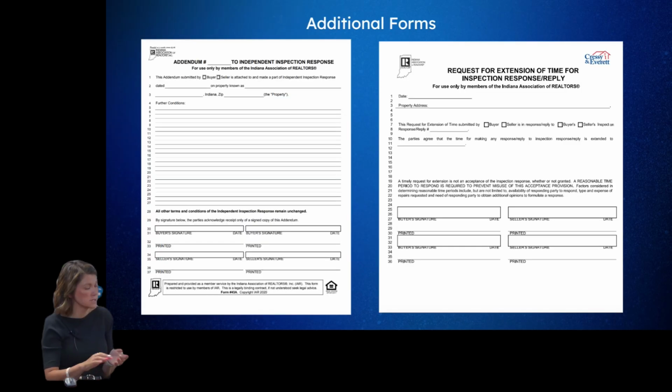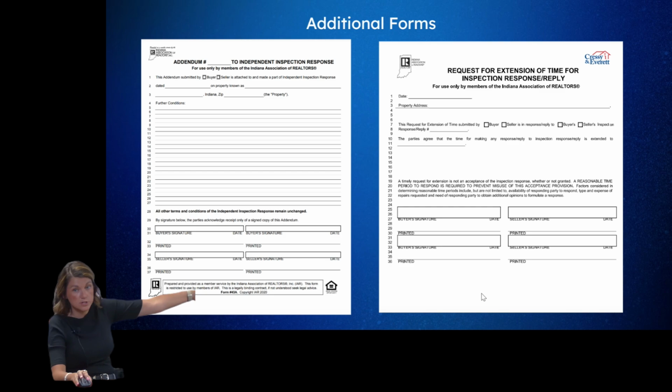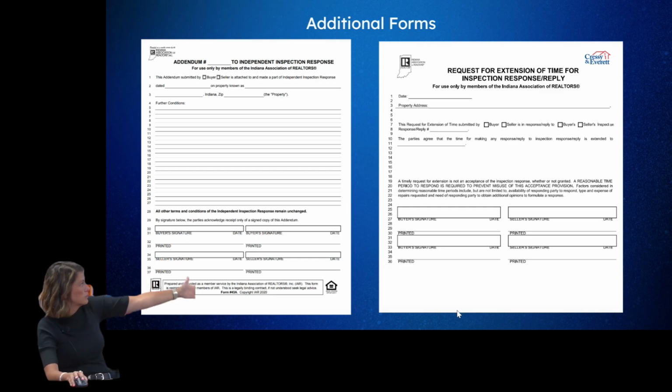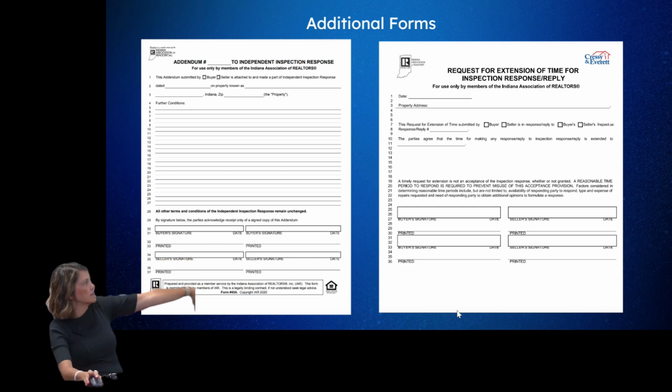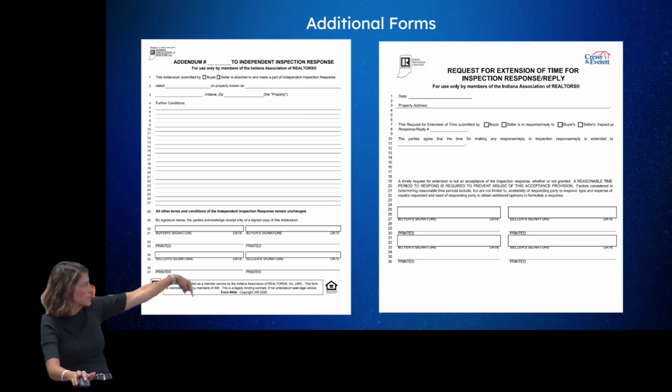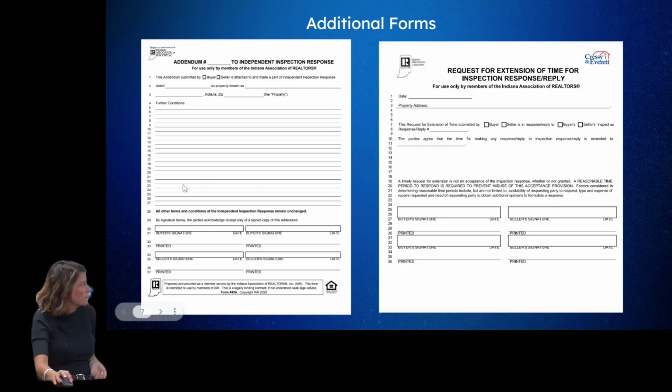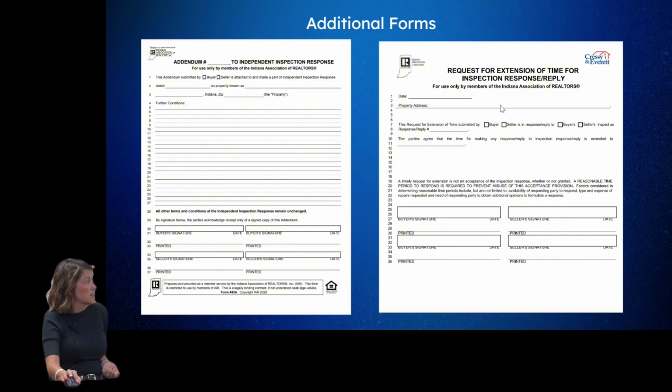Some additional forms. If your inspection response is so long that you need an additional form, you would do the addendum. So we're adding to the inspection response. You could use this form. This is a request for extension of time to respond to inspections. The buyer or the seller can fill this form out. So if the seller needs more time, this is a form you would use. If the buyer needs more time, even after those additional days that they've used, if they still need more time, this is the form you could use.